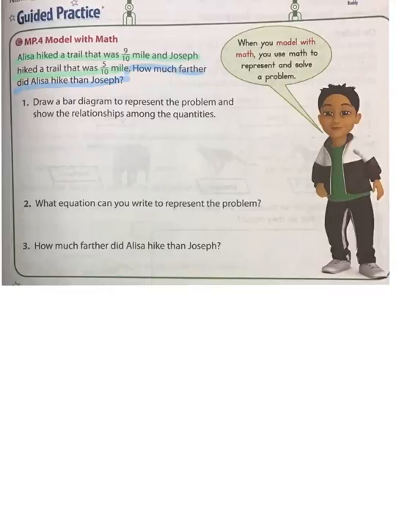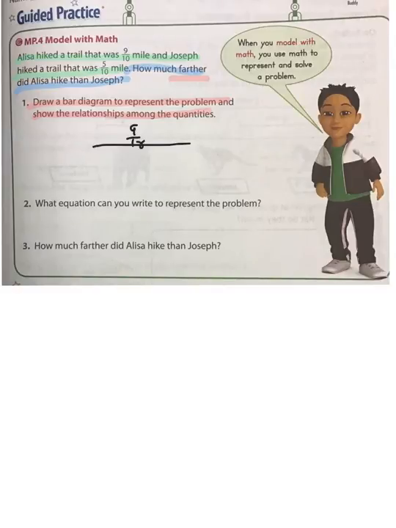Well, looking at this, it is just a one-step problem. Since it's saying how much further, I know that I need to subtract. So first, I'm going to draw a bar diagram to represent the problem and show the relationships among the quantities. If I'm going to draw my bar diagram, on top is going to be my biggest amount, which is going to be 9/10.